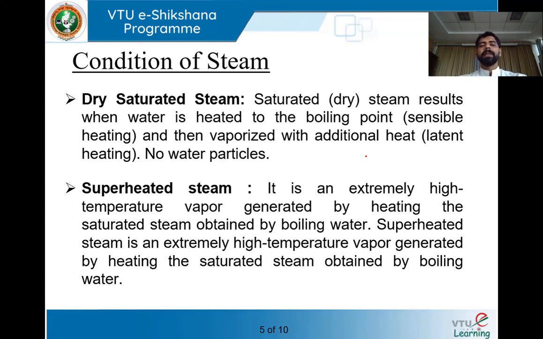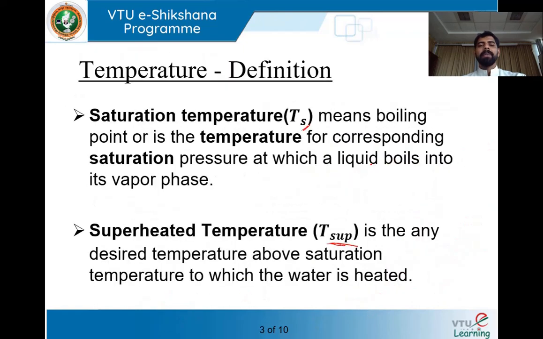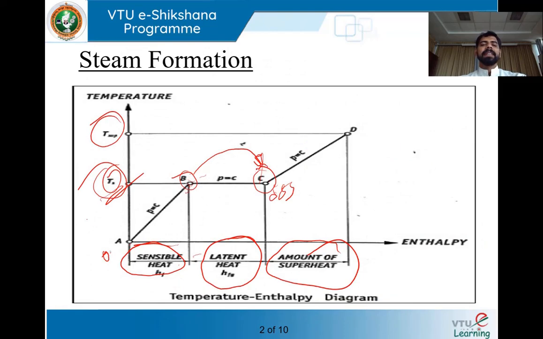Dry saturated steam is x equal to 1. No water particles will be present in that particular mixture, it is completely steam. On the T-H diagram, it is the point C. From B to C, it is wet steam. Exactly at C, it is dry saturated steam. Beyond C, up to D, it will be superheated steam.